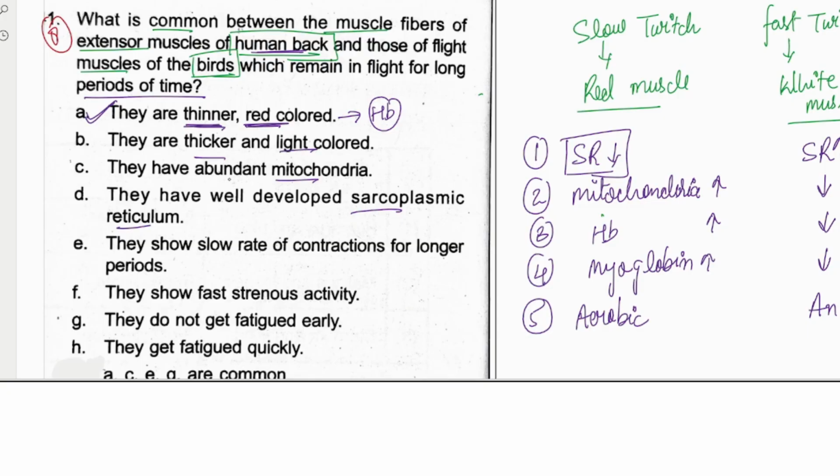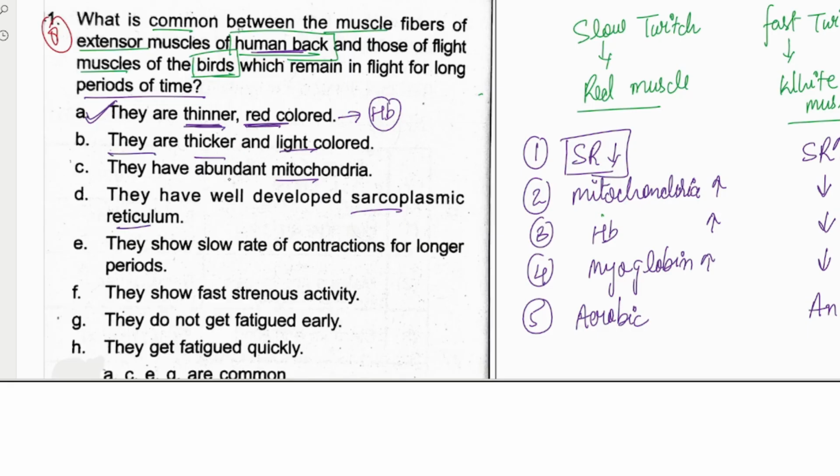So they are actually the slow twitch, which will move in a very long period, and it will remain in contraction for a long time also. That is why it is a slow twitch muscle. Why is it slow? Because it will contract for a long period. Okay, so because of that, the first is correct.